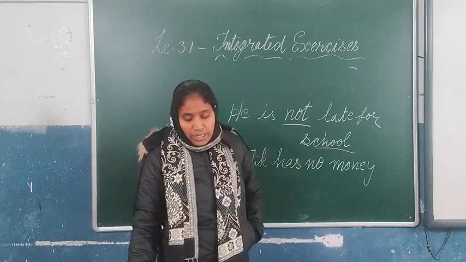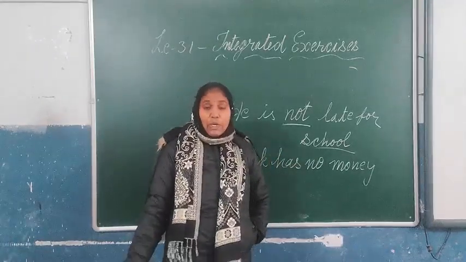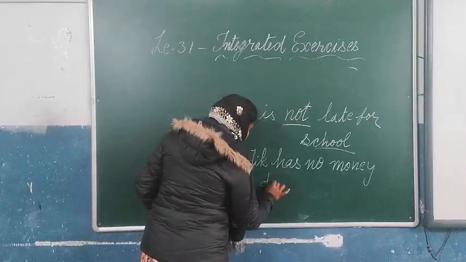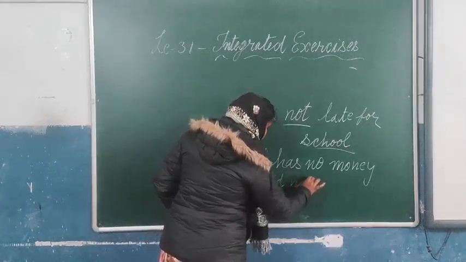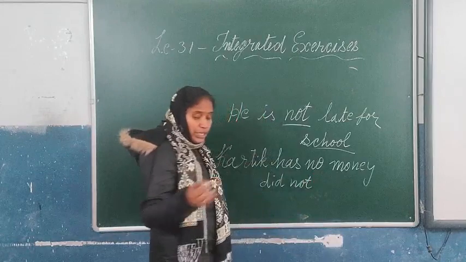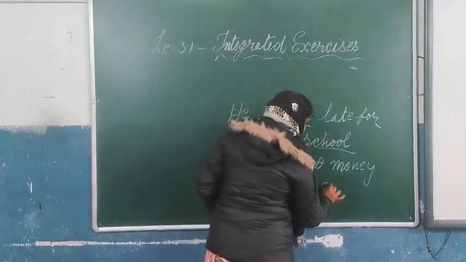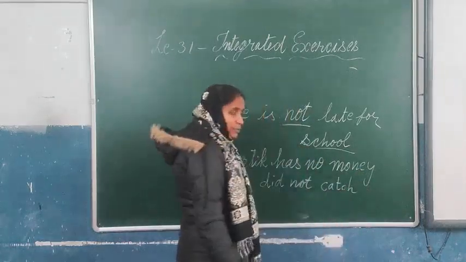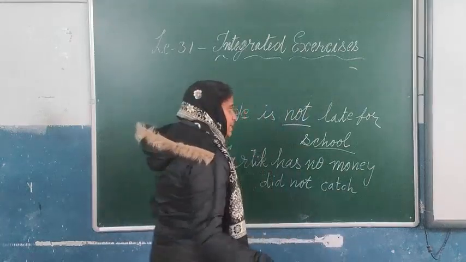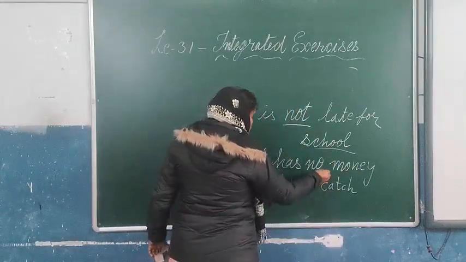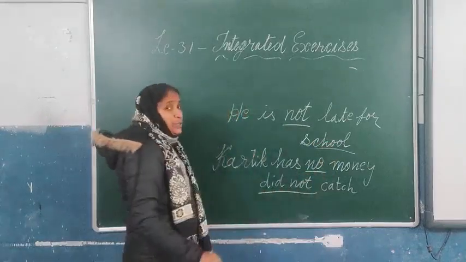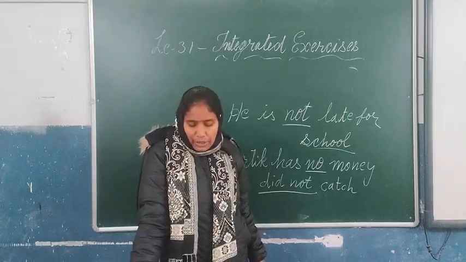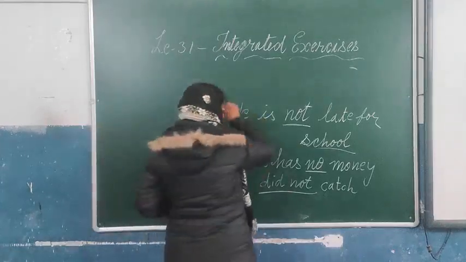The police caught the thief. The police did not catch the thief. How will you write it? Did not. Caught is there. What will you write? Catch, C-A-T-C-H. Catch the thief. So this is the way we have to change the sentences. You can use not, no, did not, do not, or does not. That depends on the sentence. So this is the way you have to complete all the exercises.